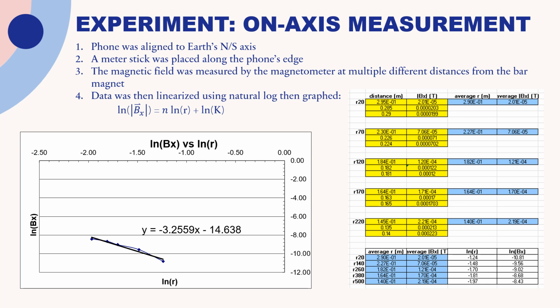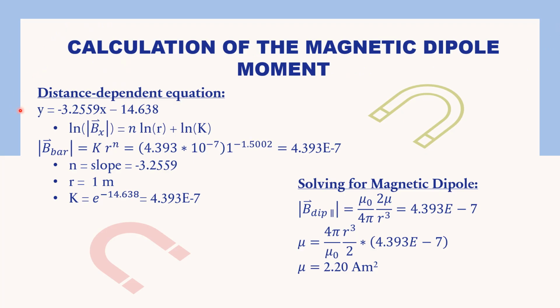Here's the data that we obtained from the experiment for the on-axis measurements, and here's the graph that was produced. We used the equations generated from the graph of the on-axis magnetic field measurements to compute the magnetic field of the bar magnet at a given observation location, and then we arranged the equation for the magnetic field at a parallel observation location to solve for the magnetic dipole moment of the bar magnet. This value came out to be 2.20.